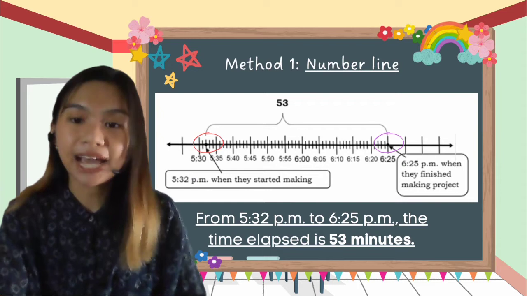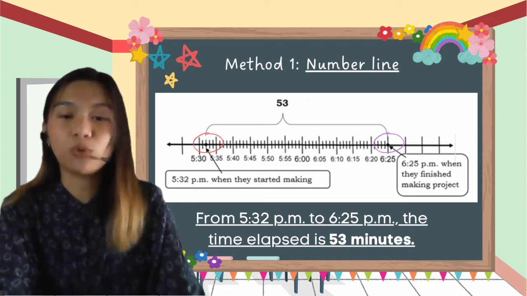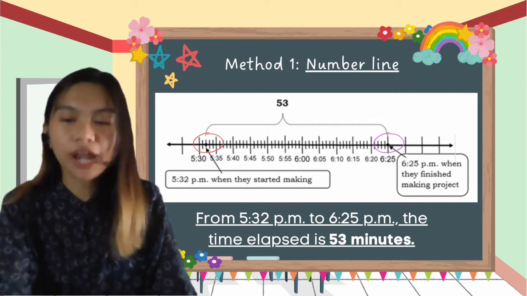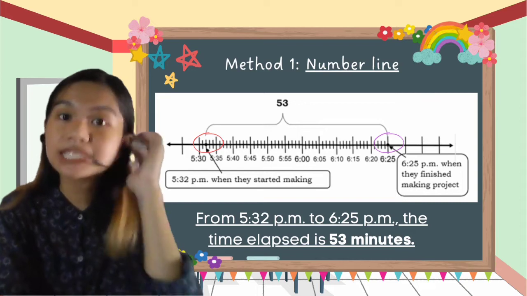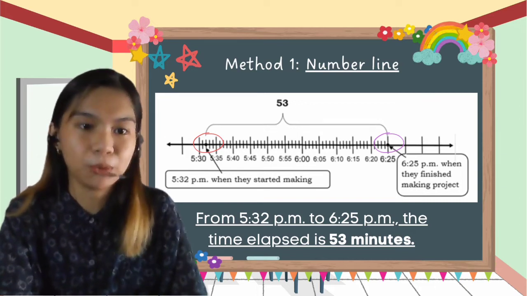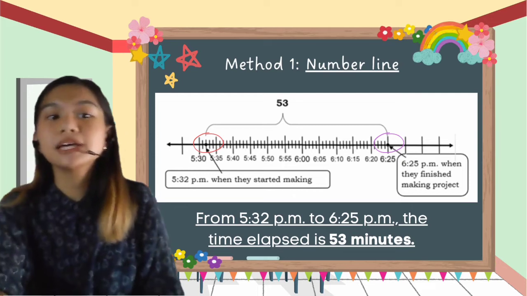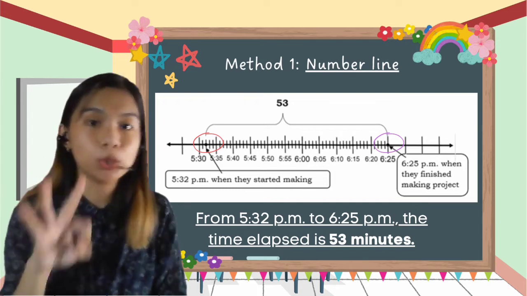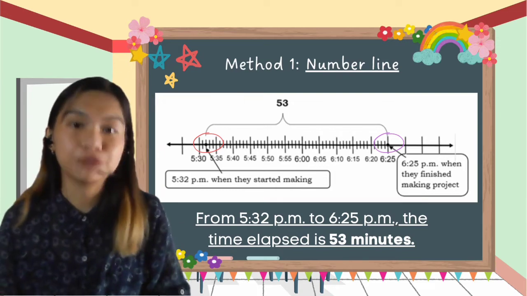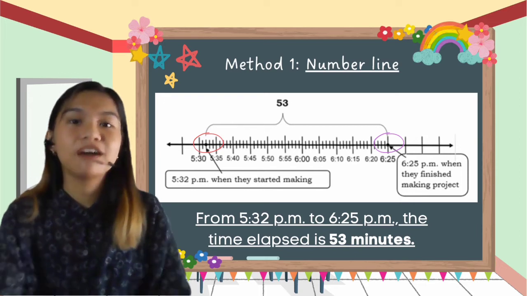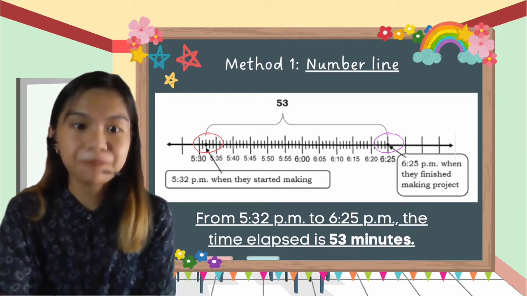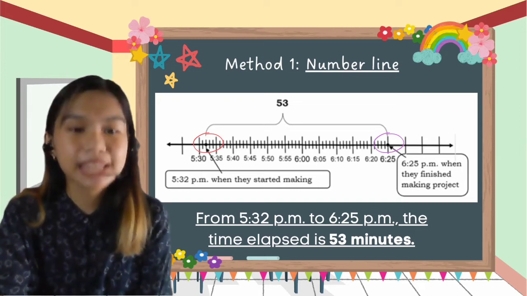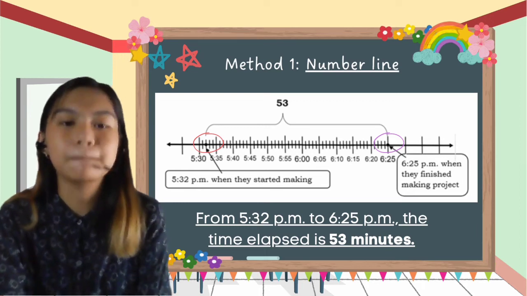Ngayon ay bibilangin natin yung oras sa pagitan kung kailan sila nagsimula, which is 5:32 p.m. at oras kung kailan sila nagtapos, which is 6:25 p.m. Okay? So we have 50 minutes from 5:32 to 6:25. Pero meron tayong natitirang 3 segundo. So we're going to add it. So 50 plus 3, this is very good, 53 minutes. So from 5:32 p.m. to 6:25 p.m., the time elapsed is 53 minutes.